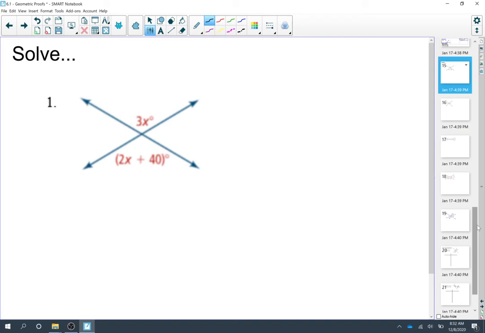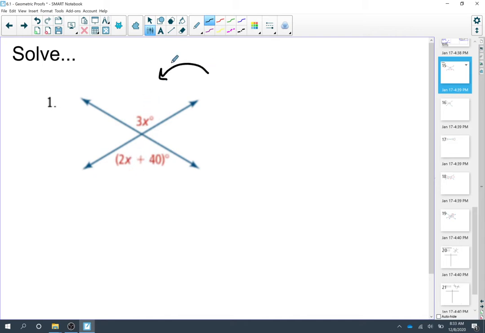Example 1, solve for x, or solve for the indicated variable. So if I'm taking a look at this diagram, I have two intersecting lines. I don't know if they're parallel. Well, they're not parallel, they touch. I don't know if they're perpendicular. All I know is that I have the angle up here and the angle down here.